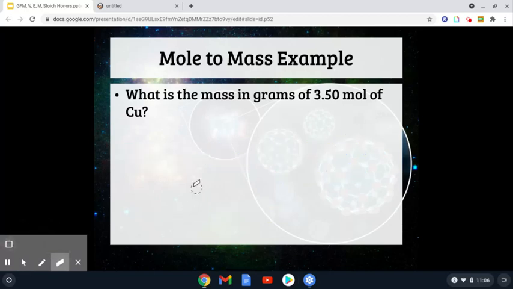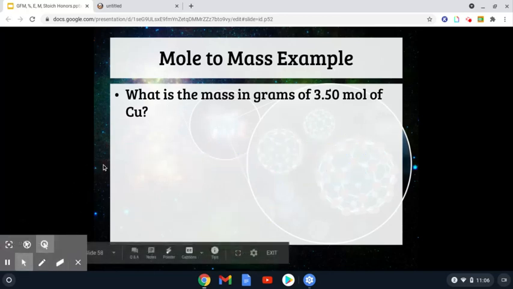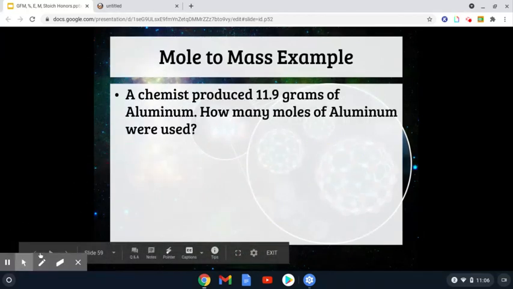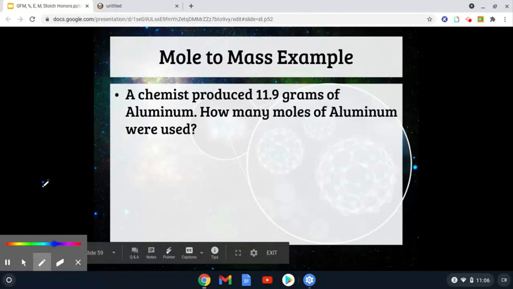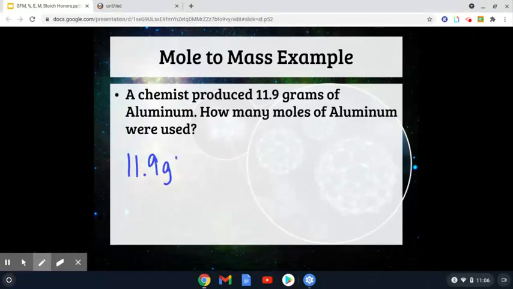Okay, for this next one, a chemist produced 11.9 grams of aluminum. How many moles of aluminum were used? So you always write down what's given, 11.9 grams of aluminum. I want to know how many moles. So grams are going to go on the bottom to cancel. Moles are going to come up on the top.